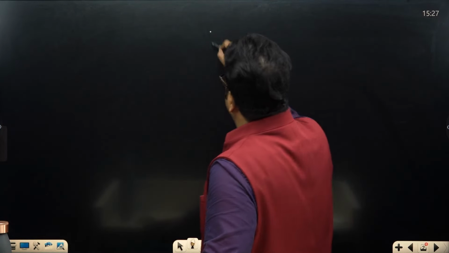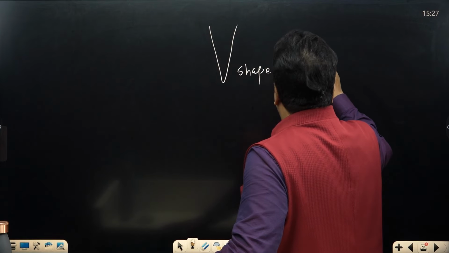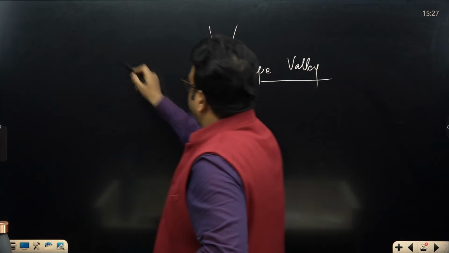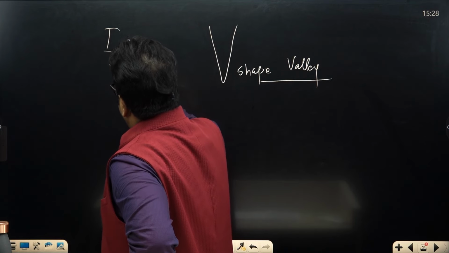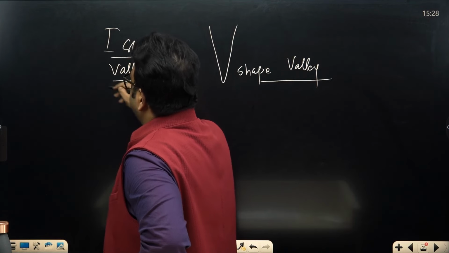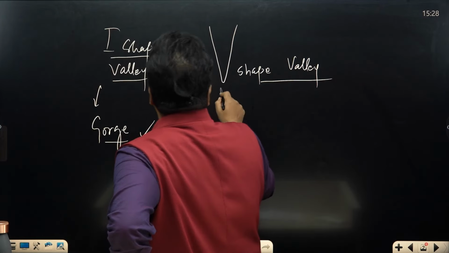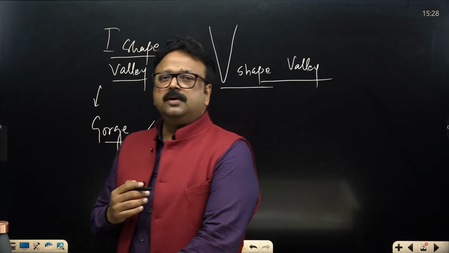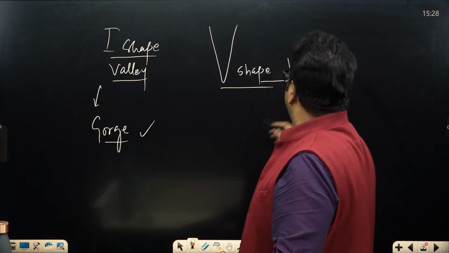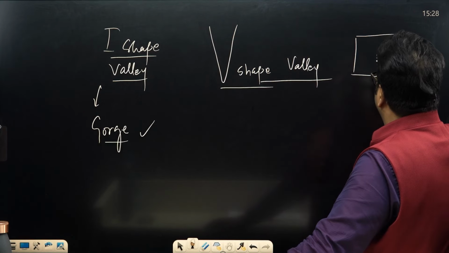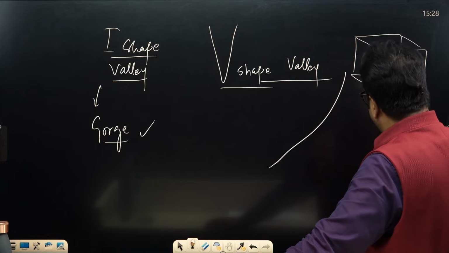For example, if we talk about V-shaped valley or I-shaped valley, so I-shaped valley is also called a gorge. And whenever you find that a river is flowing, it is going to create a V-shaped valley. But if a glacier is moving, it has created a U-shaped valley.